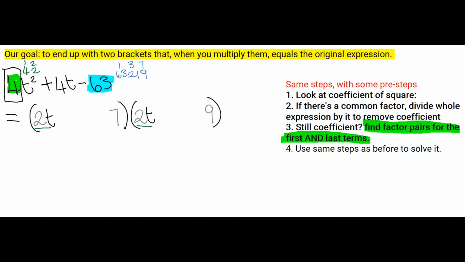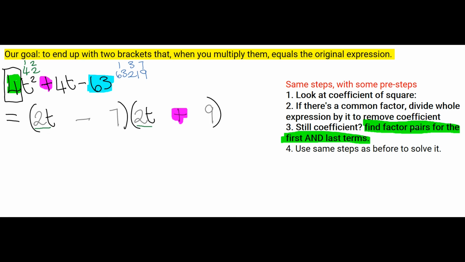Then if we look at our signs, remember that the bracket with the biggest value gets the sign of the middle term, and the sign of the middle term is a plus sign. So the bracket with the biggest values in it is the 2t and the 9. So that's going to get the plus sign, and the other bracket will get the negative sign. Okay, so these are just two brackets that we've plugged values and factor pairs into.